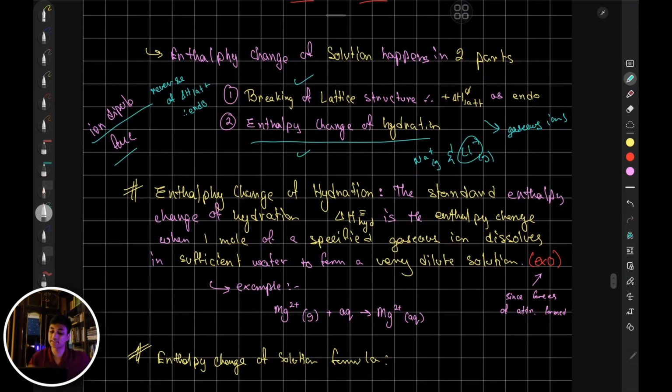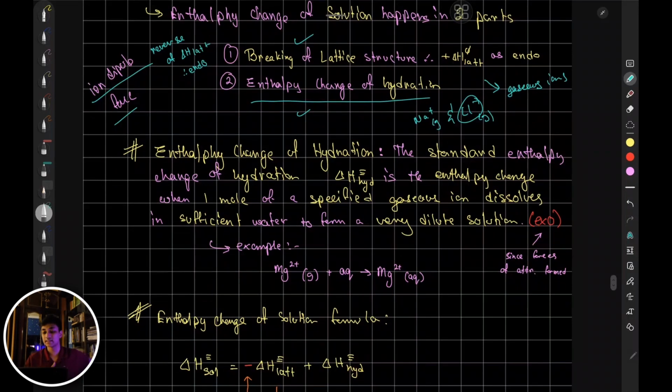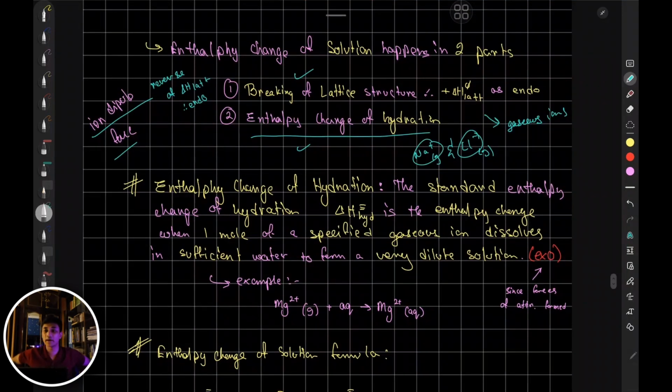Great. So by definition, what is enthalpy change of hydration? It is the standard enthalpy change, the change in energy when 1 mole of a specific gaseous ion dissolves in sufficient water to form a very dilute solution. Again, very dilute or infinitely dilute solution, whichever you want to write. So what is happening? 1 mole of a gaseous ion, let's say sodium ion, will dissolve in sufficient water to form a very dilute or infinitely dilute solution.